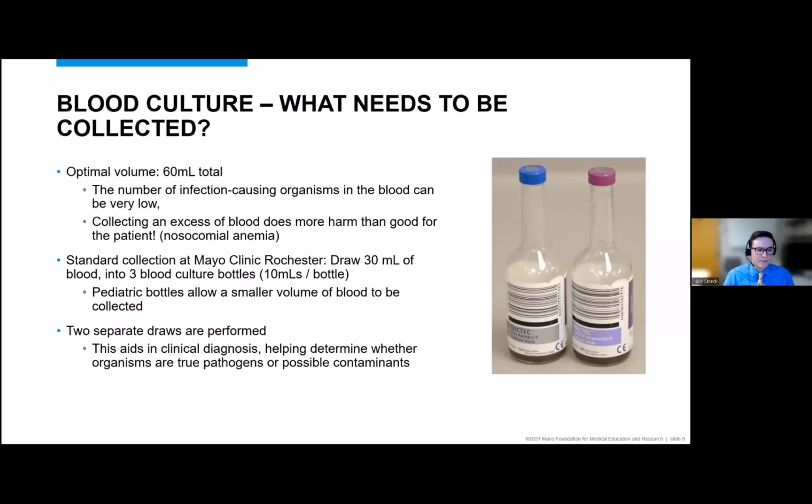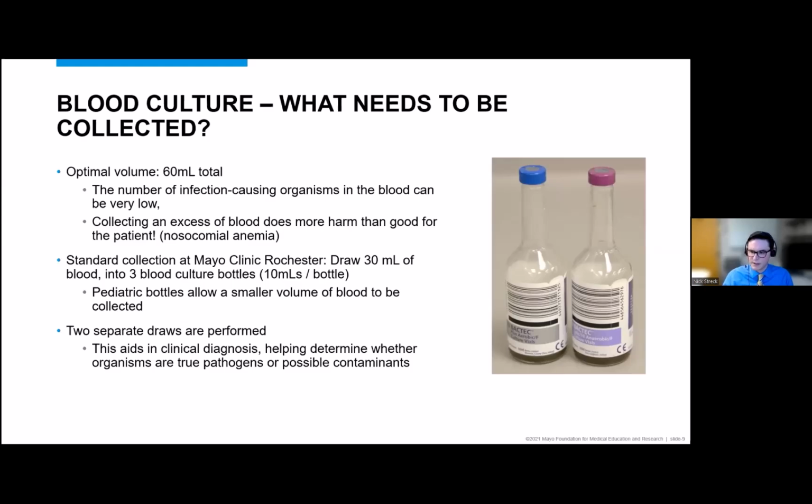So with individual draws here, we get these 30 mils of blood distributed into 3 bottles, and then we ask for 2 separate draws to be performed. 2 different anatomic sites each have this 30 mil collection, and that's how we end up getting the 60 mil total. And these 2 separate draws are important. We'll spend a little more time in a couple of slides talking about how that helps the laboratory distinguish between a true pathogen and a possible blood culture contaminant.